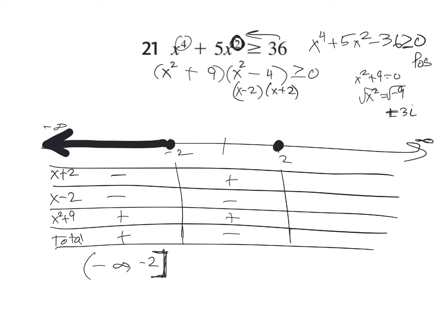Bigger than 2, how about we choose 1,000 again? Positive 1,000 plus 2 is positive. 1,000 minus 2 is positive. 1,000 squared is a huge positive. Plus 9 is still positive. Multiply those, you get positive. So from 2, including 2, to positive infinity, that's what that's going to look like. All right? And those are unioned together.